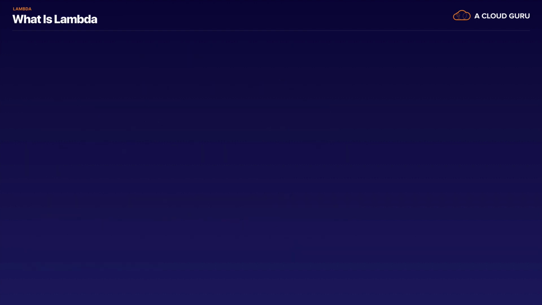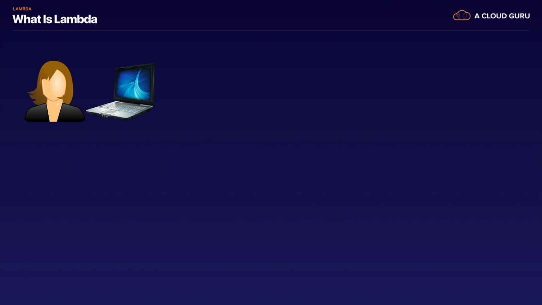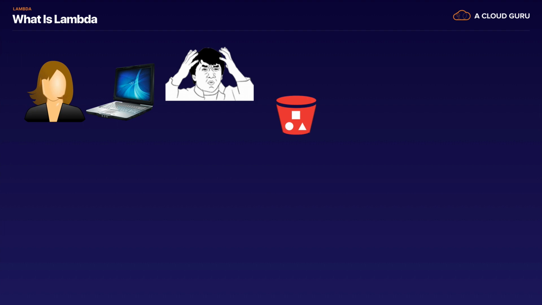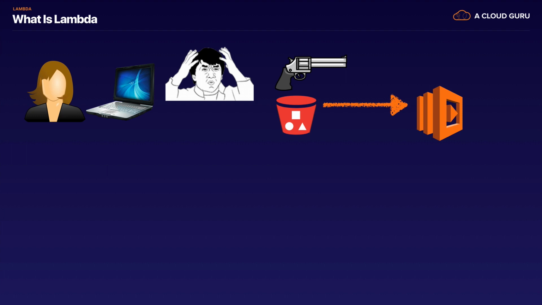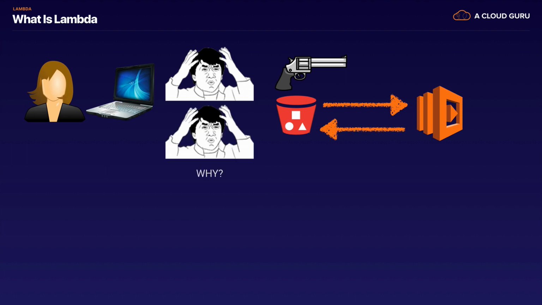So what is Lambda? Well, let's say we've got our user. Here's our user, and they want to create a meme. So they then upload this meme to an S3 bucket, and that triggers a Lambda function. And the Lambda function essentially will take that meme, and it will take the metadata as well, and it will put the words over the meme. So that would be how it creates a meme.